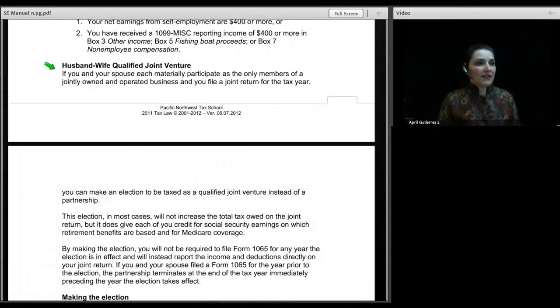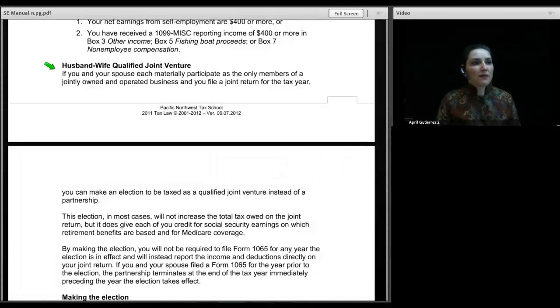But along the way, the IRS came up with this concept, or our federal government came up with this concept of a qualified joint venture. And what happens under that is the husband and wife are each allowed to file separate Schedule Cs. There's no such thing as a joint Schedule C. You can't have husband plus wife on the same Schedule C. IRS does not accept that.